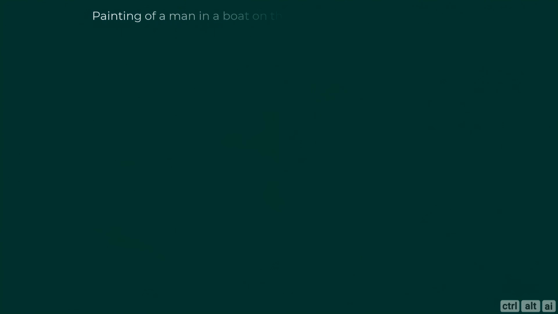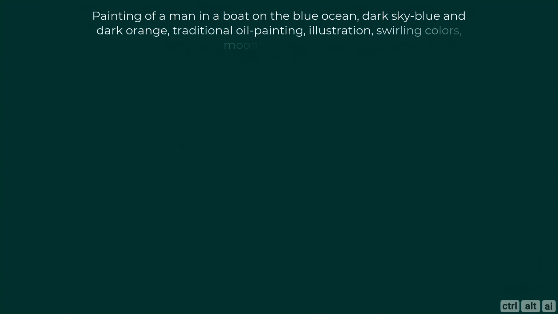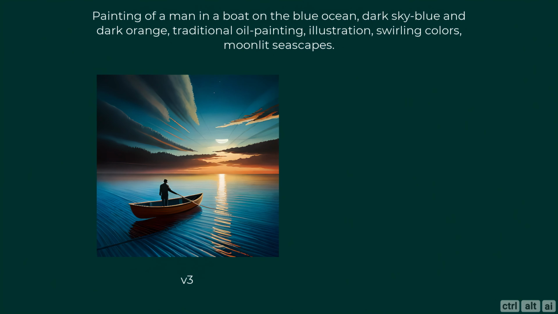My next prompt for testing is, painting of a man in a boat on the blue ocean, dark sky blue and dark orange. Traditional oil painting, illustration, swirling colors, moonlit seascapes. Version 3 is a complete mess here. I don't even know where to start. There is no dark orange. And the moon is a mess. The water near the boat. And what is in his hands? Is he fishing or something?